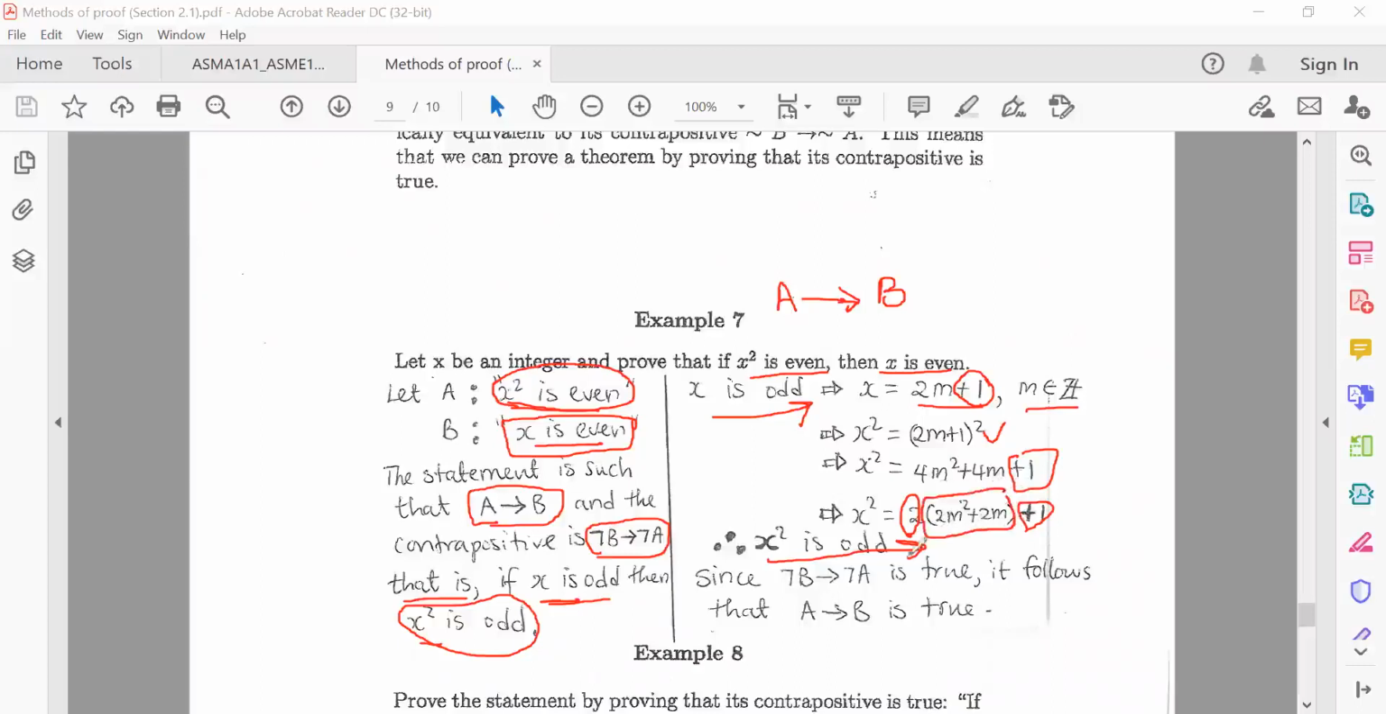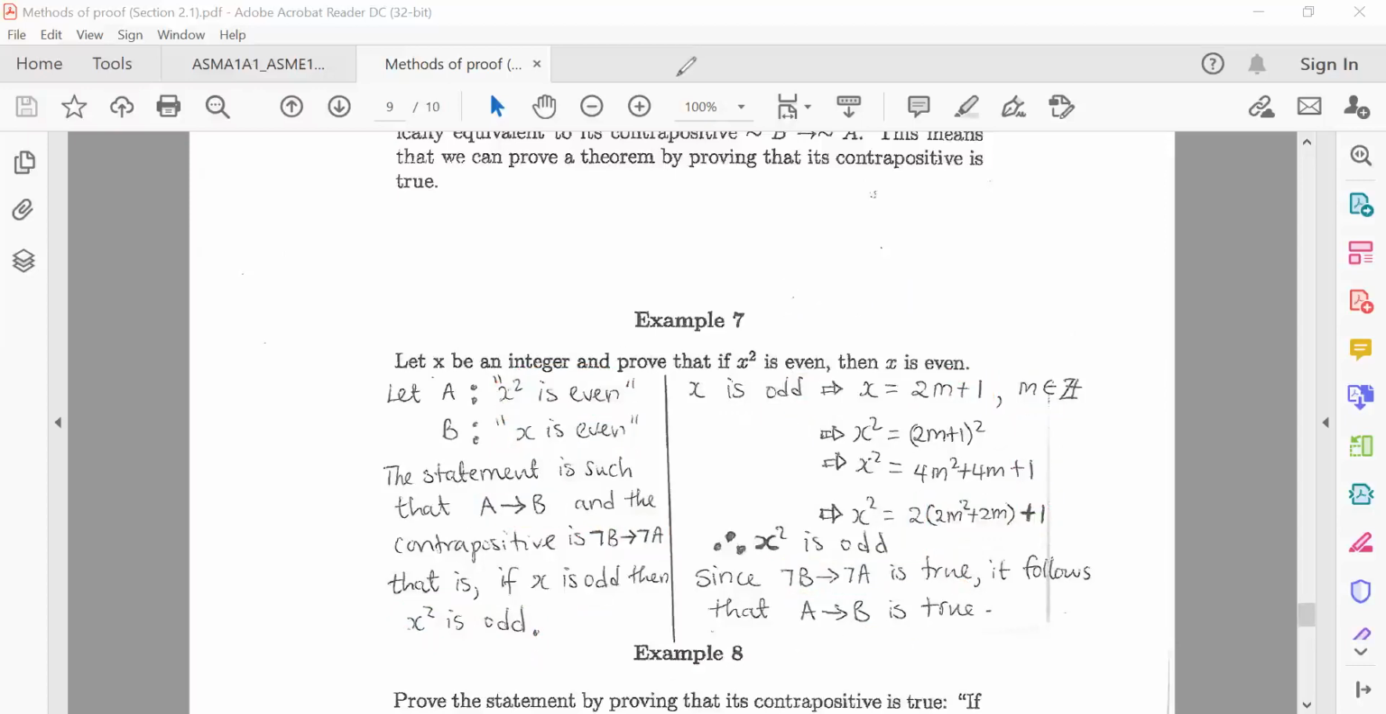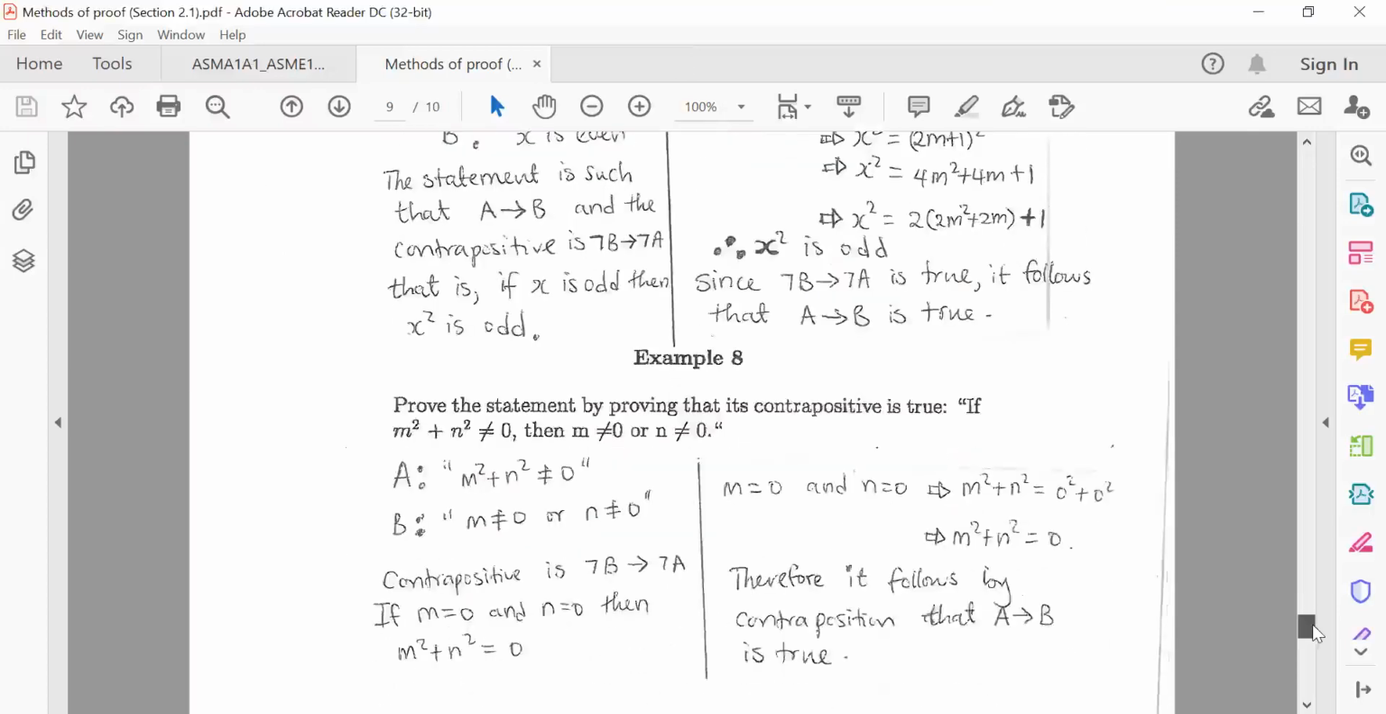And then we say, since our contrapositive statement is true, it follows that the original statement is also true. And this comes from logical equivalence. Remember, logical equivalence says if the contrapositive statement is true, therefore the original statement is true. If the original statement is true, the contrapositive statement also has to be true. I hope everyone is happy with that example. We're almost done. Let's see, there's example 8. It's also a very easy one.